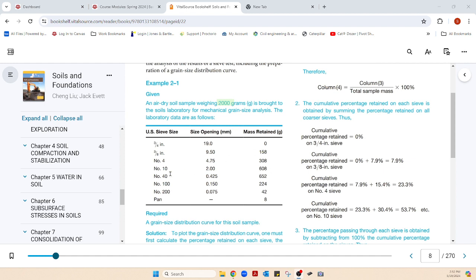158 grams did not make it through the 3/8 sieve. So you weigh that sieve and you got 158 grams. Same thing here. You weighed that because that's how much didn't pass the number 4. This is how many grams didn't pass the number 10, and so on. And this is an important game changer right here, the number 200 sieve. Remember I told you a while ago, 35% or less.